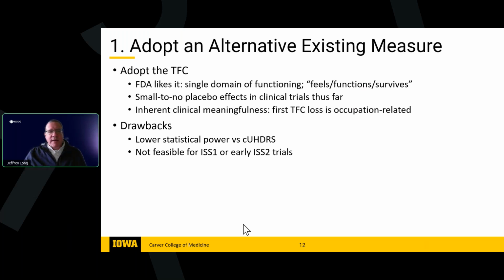Now, the big drawback is that you have lower statistical power than the cUHDRS, and the TFC can't be used for early stage 2 trials, for example, because it's not moving. You have to have movement in order for treatment to deflect natural progression. Next, please.